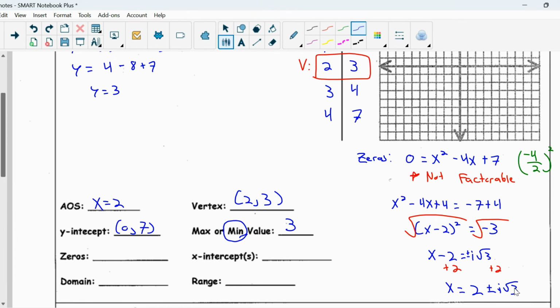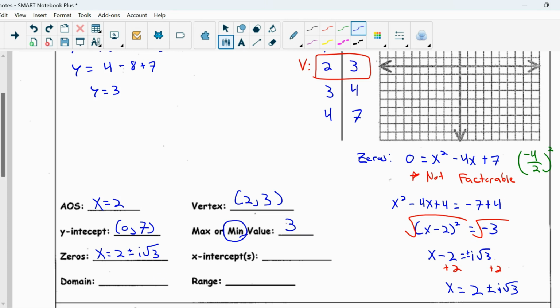Okay, I'm not quite sure the order that we go through the lessons, yet I hope that we learned some of our factoring skills prior to this lesson so that this makes a little bit more sense. Anyways, our zeros is x equals 2 plus or minus i square root of 3.